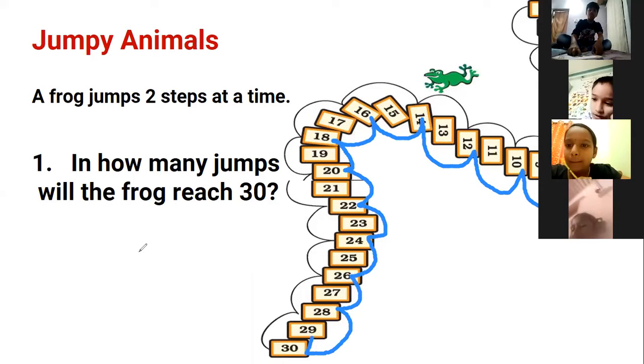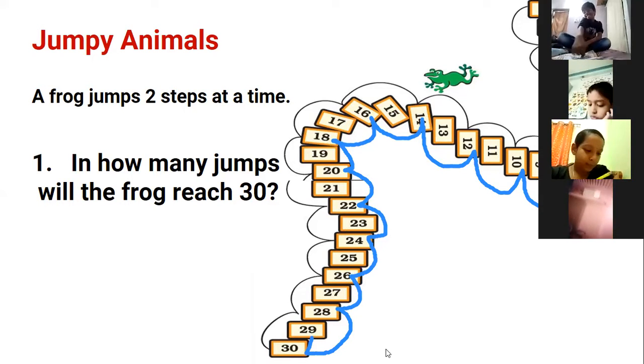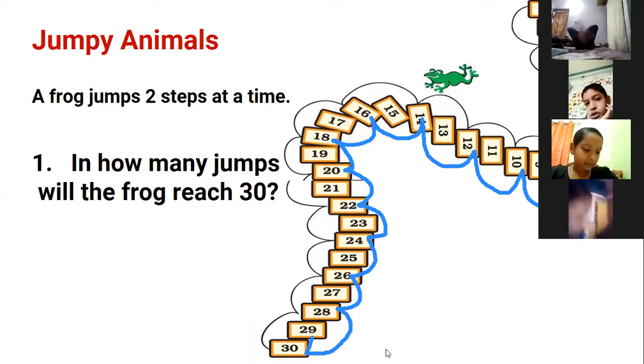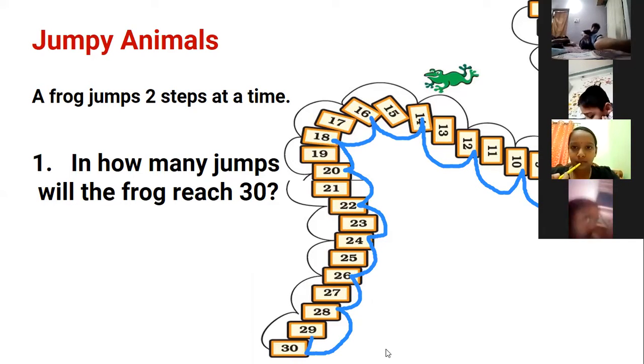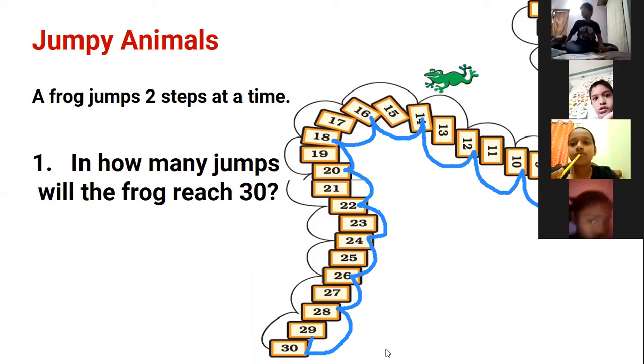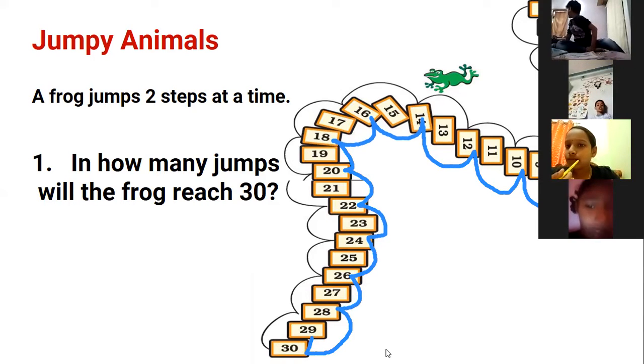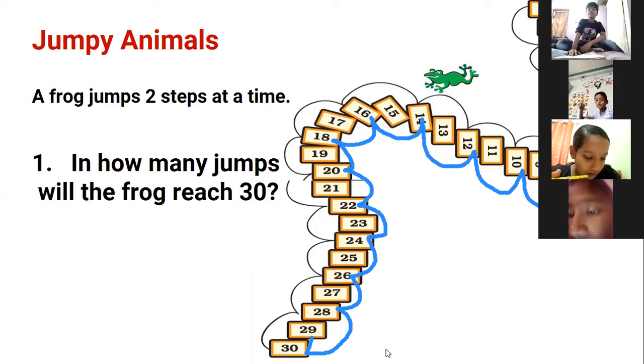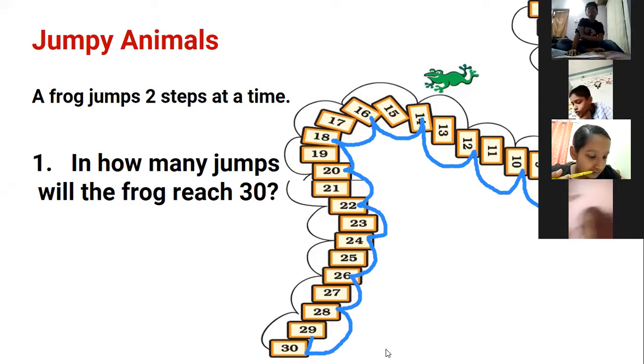But this is very less. Less means a small number. 30 is a little bit small number. Suppose if it is given 100 steps, it will take a lot of time to draw these lines, isn't it? So for that, what will we do? Jumping 2 steps equally. That means total steps divided by 2 we will do. Division. Here we are going to use division.